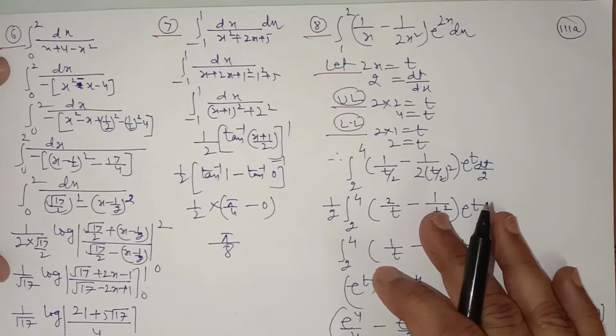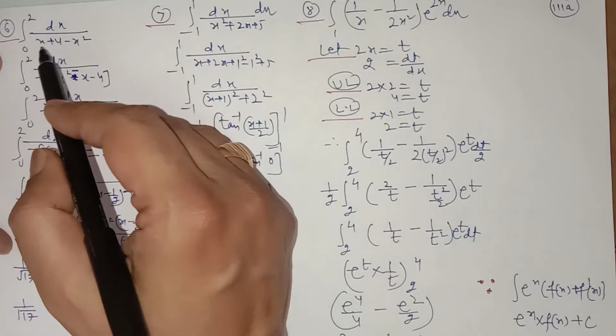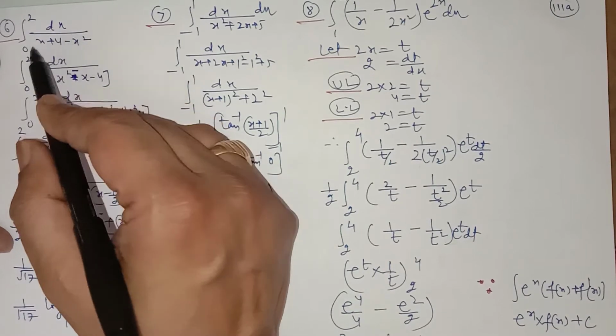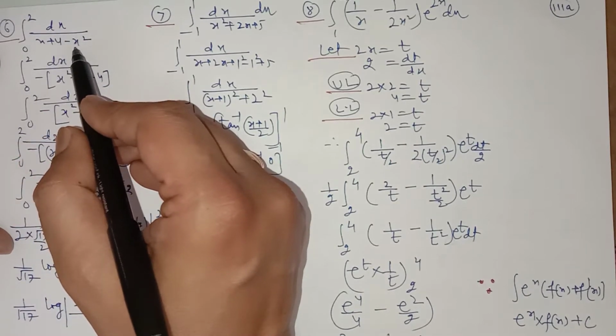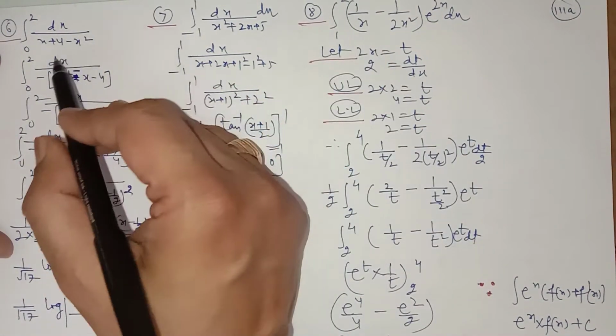So this is the exercise 1.7.10, most of the questions will be based on integration by substitution. And question number 6 is dx upon x plus 4 minus x square. This is a quadratic polynomial in the denominator, which means you have to integrate by making a perfect square. You know how to make a perfect square.